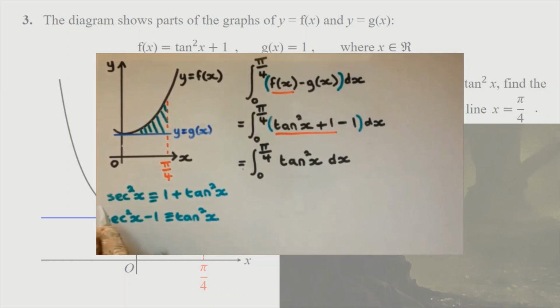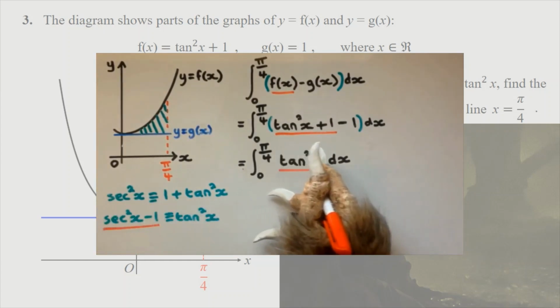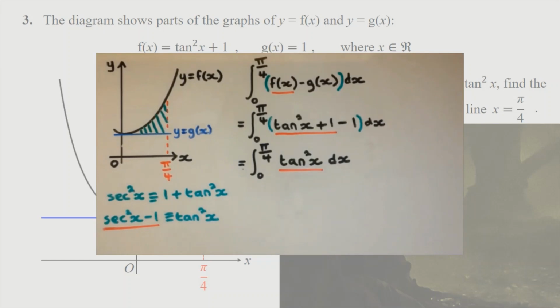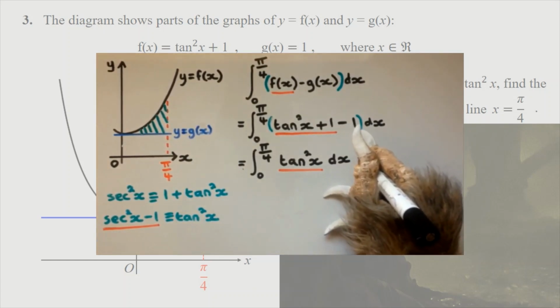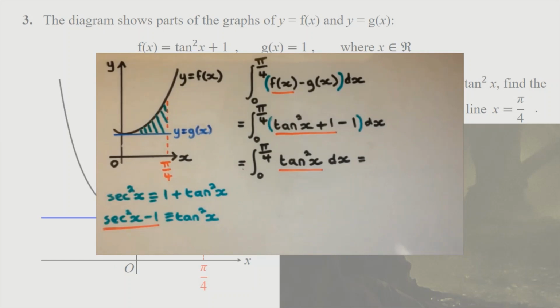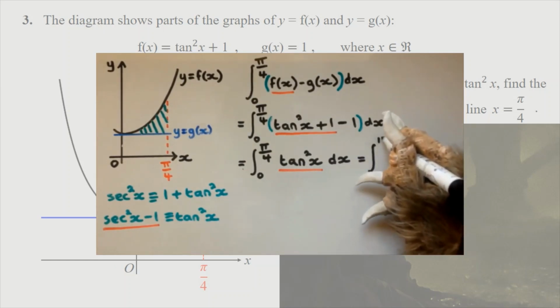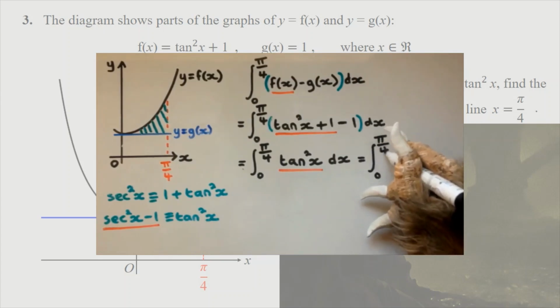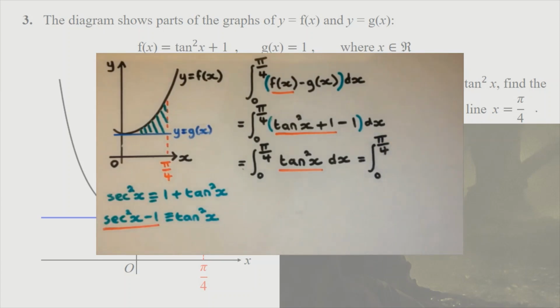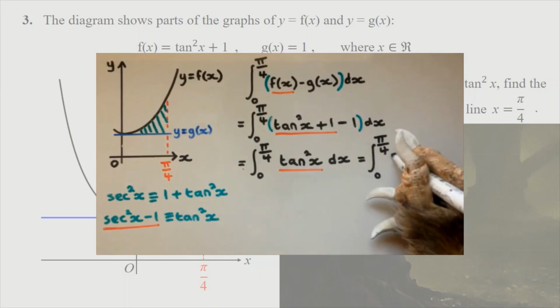So this is going to replace the tan squared. Let's do that. Now I've got a bit more room over here. I'm going to put my next step on the right hand side here. So this is going to equal the integral from 0 to pi over 4 of sec squared x subtract 1.